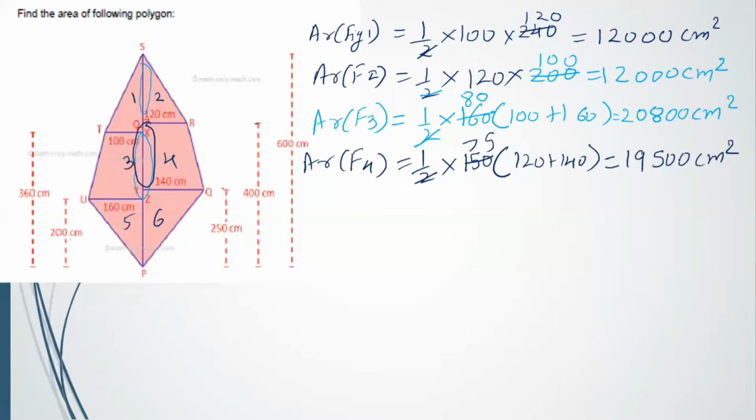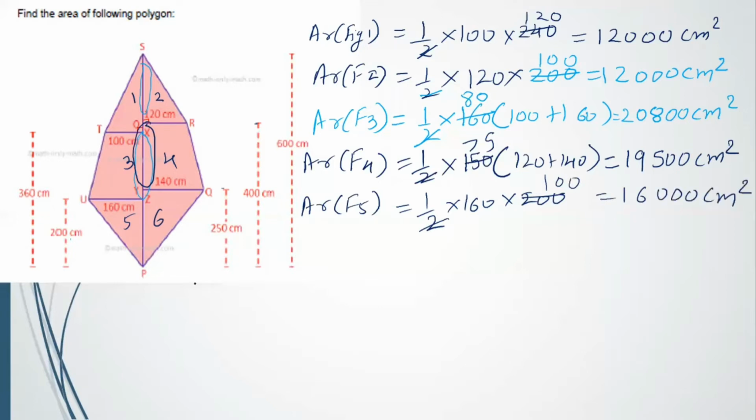Okay, 19,500 centimeters square. Got it, children? Easy. Now let us find the area of figure 5. Now area of figure 5, it is again a triangle. So again finding the area of a triangle, which is half base into height. So the base is 160 and the height is 200. So half into 160 into 200. When I simplify this, 2 ones are and 2 hundreds are. So 100 into 160, I get 16,000 centimeters square is the area of figure 5.